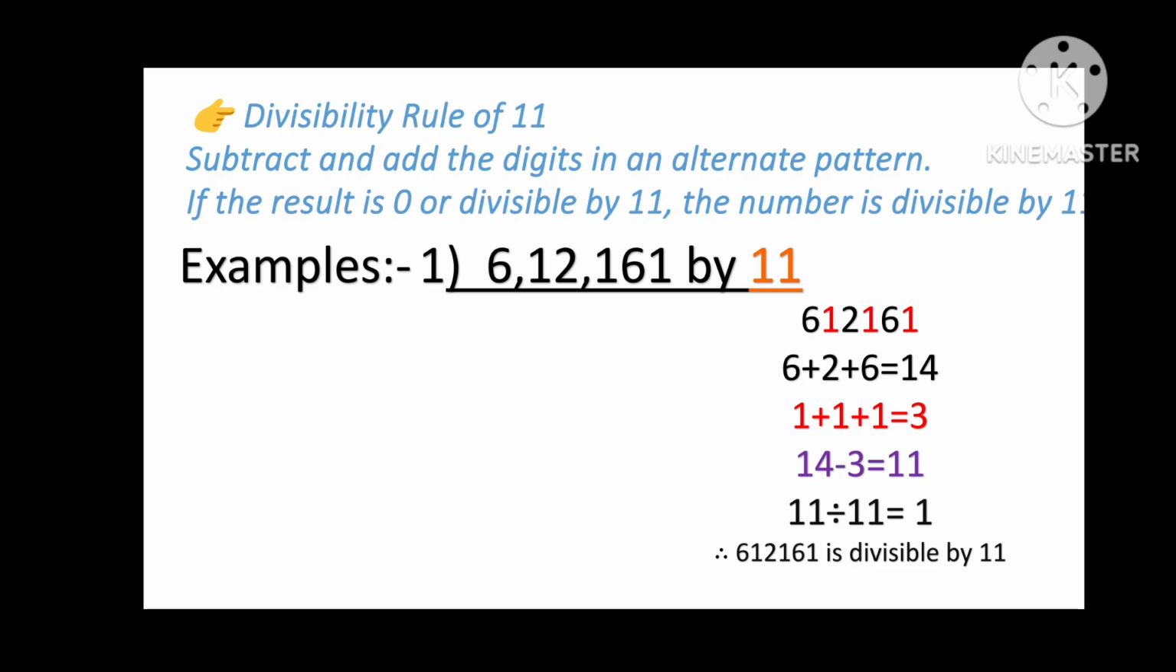Divisibility rule of 11: subtract and add the digits in an alternate pattern. If the result is 0 or divisible by 11, the number is divisible by 11. For example, 6,12,161. Is it divisible by 11? We have added alternate numbers. Hence, 6,12,161 is divisible by 11.